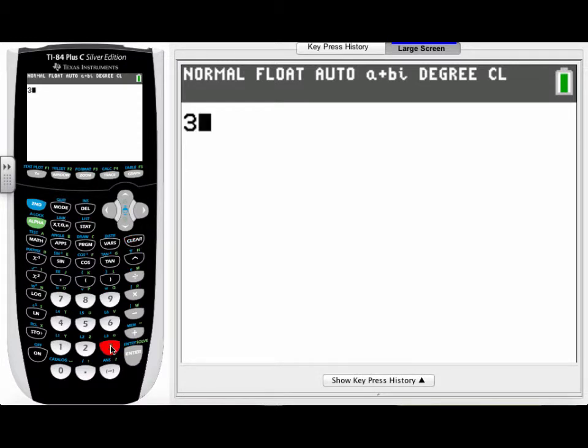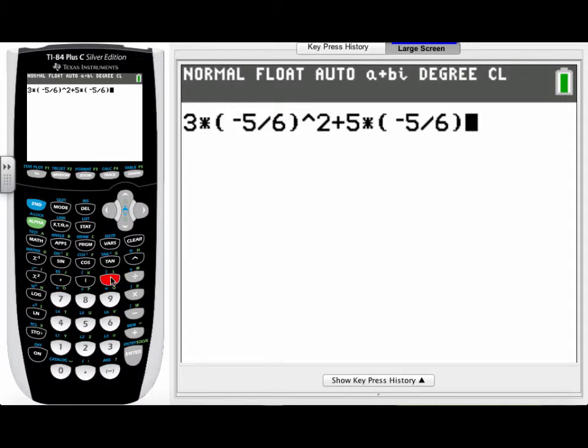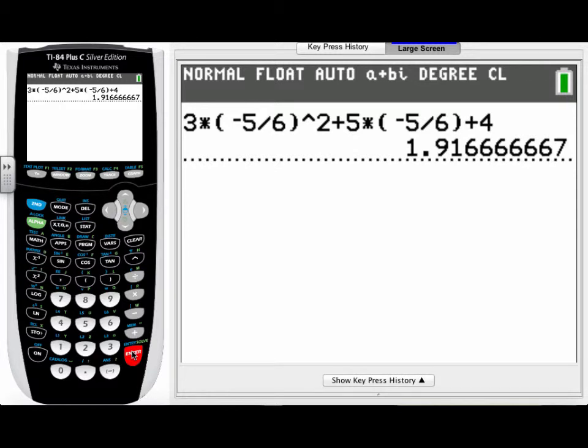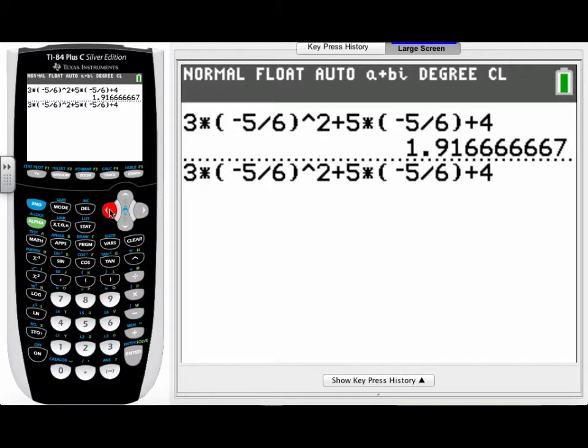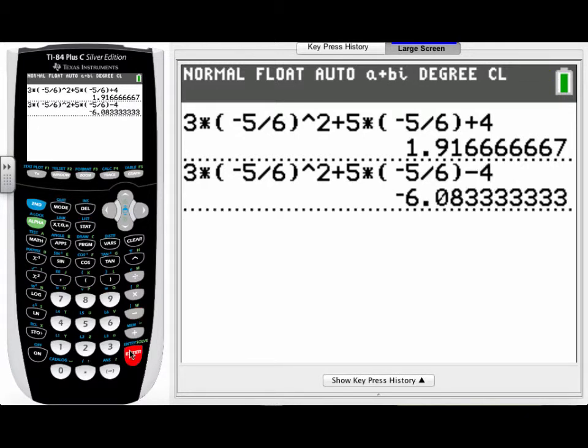So I said 3 times the quantity negative 5 divided by 6 squared, plus 5 times negative 5 divided by 6, plus 4. Minus 4, darn it. So we'll do this, second entry, back up, change that to a minus sign, boom. Negative 6 point something. What did we say that was? Negative 73 over 12? Yeah.